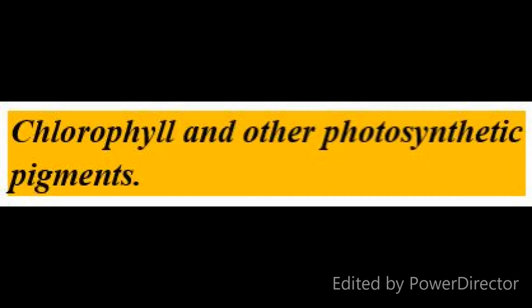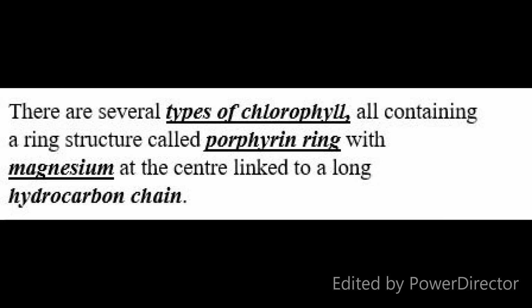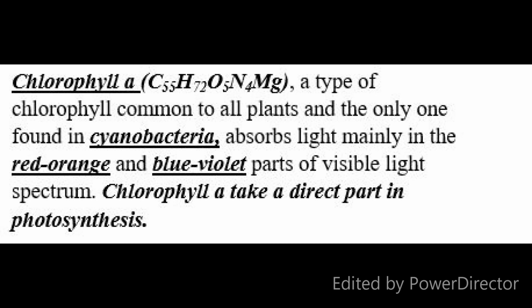Chlorophyll and other photosynthetic pigments. There are several types of chlorophyll, all containing a ring structure called a porphyrin ring with magnesium at the center, linked to a long hydrocarbon chain. Chlorophyll a, the type of chlorophyll common to all plants and the only one found in cyanobacteria, absorbs light mainly in the red, orange, and blue-violet parts of the visible light spectrum. Chlorophyll a takes a direct part in photosynthesis.